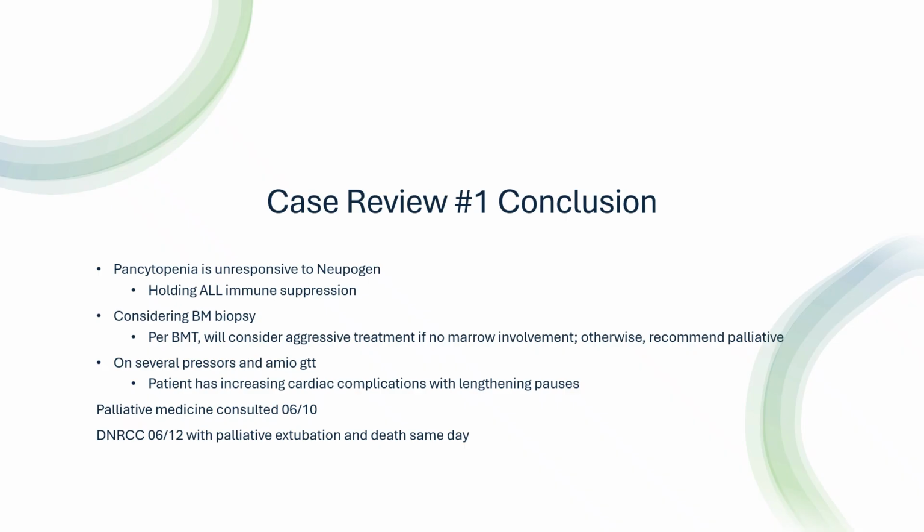While we were trying to decide very rapidly, she became extremely unstable again. She was placed on several pressors, including an amio drip, and she had increasing cardiac complications with lengthening pauses. So that same day, they consulted palliative medicine. Now, do I think we could have consulted them earlier? Absolutely, probably 8 days before, when we had started talking about graft versus host. But this is one of those hindsight is 20/20 things. When they started talking about this, they likely should have gotten them involved, but they did involve them.